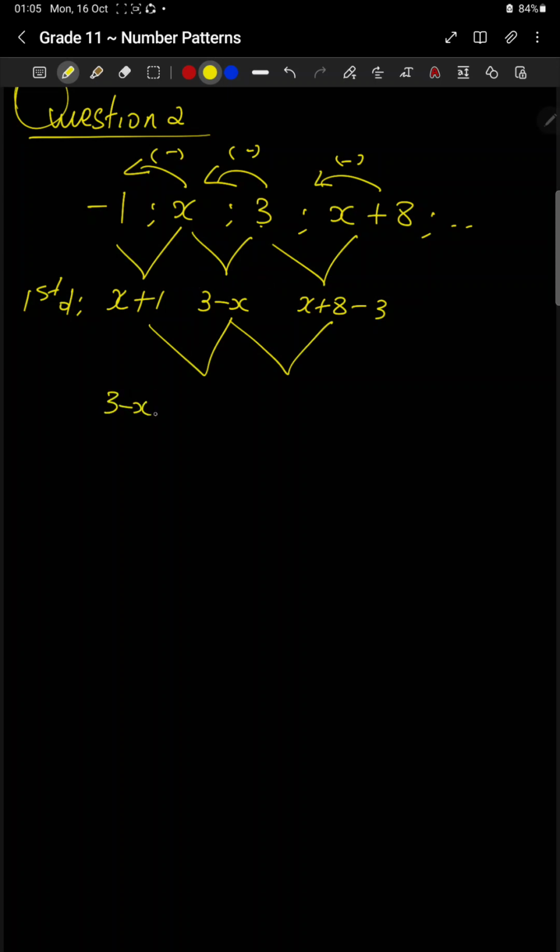So it must be 3 minus x and minus x plus 1, and then we say this minus this one. So it must be x plus 5, and then minus, because 8 minus 3 is going to be 5, and then minus 3 minus x. So this is our second difference.